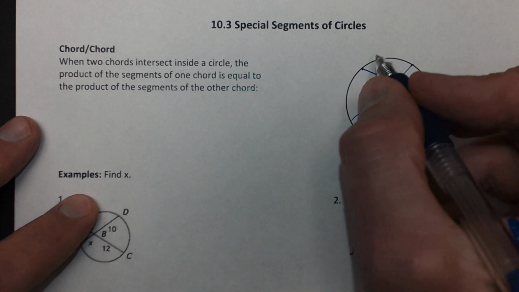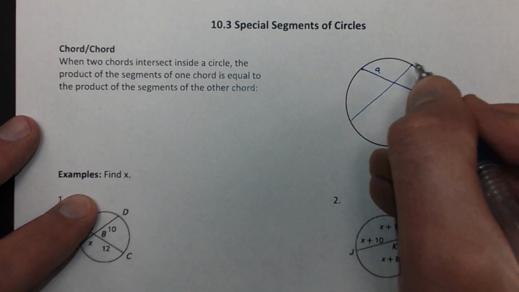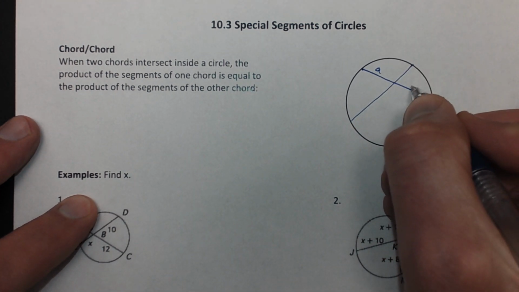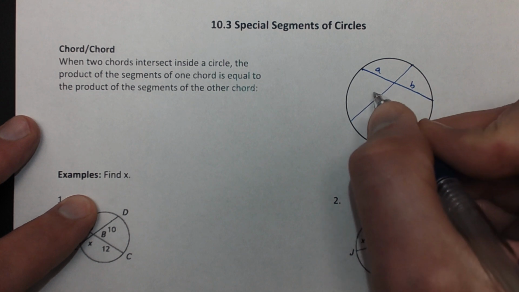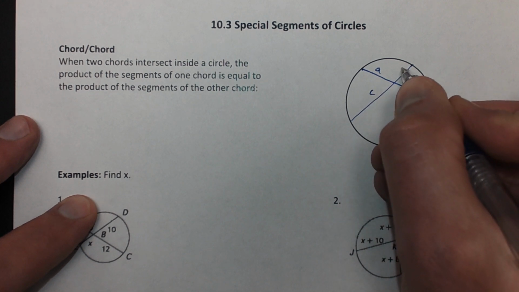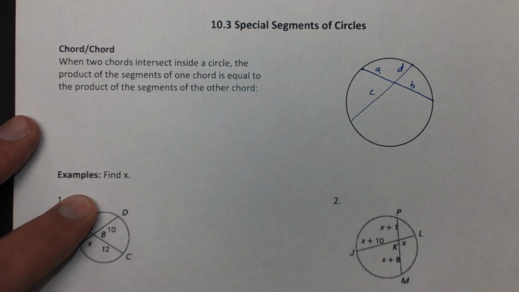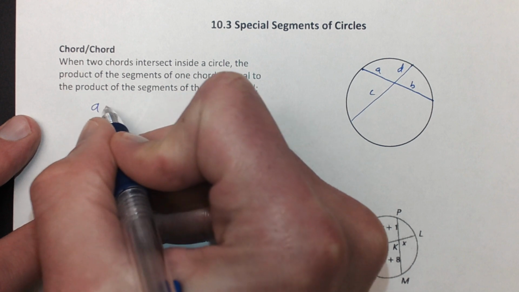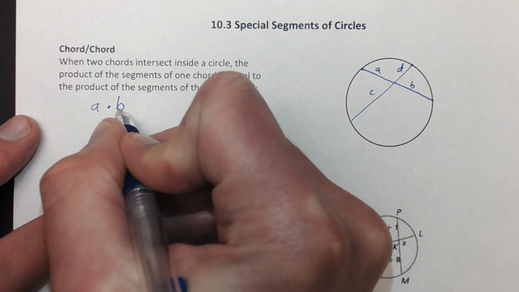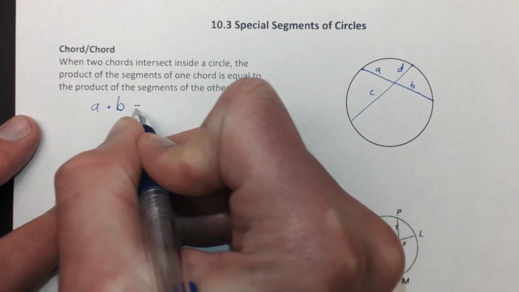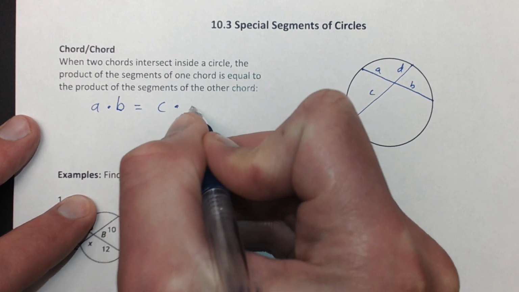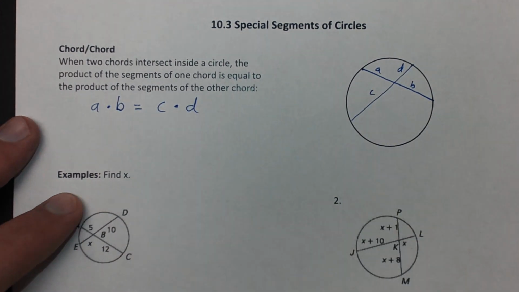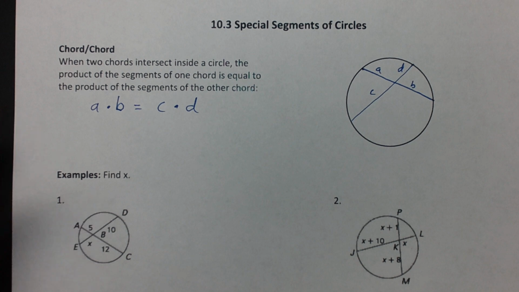So it's actually a pretty simple relationship. We could call this first chord as having segments A and B, and we could say segments C and D are part of the other chord. So this is a very simple relationship. We just say A times B is equal to C times D. And that's really all there is to it. This one's really easy to remember.